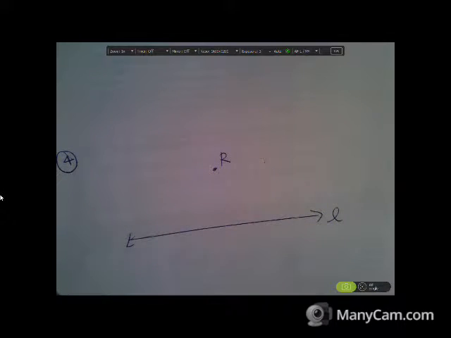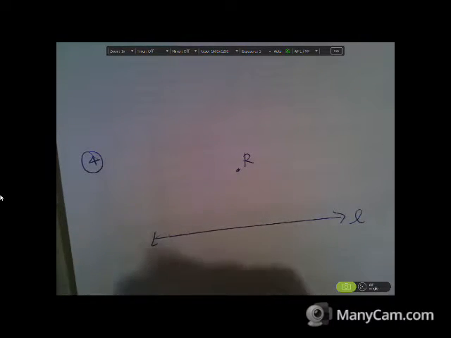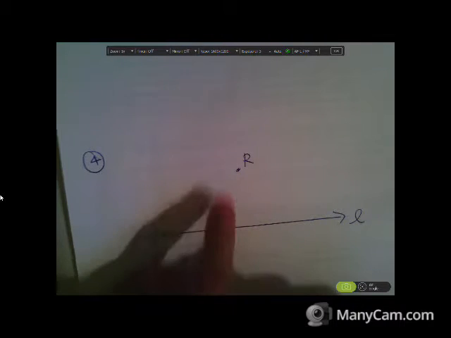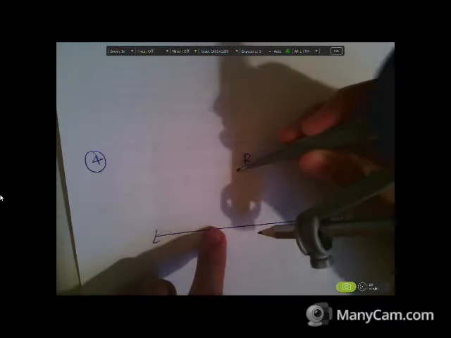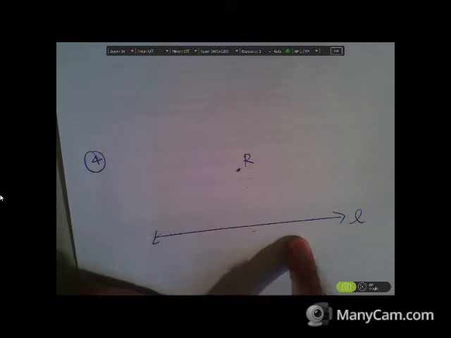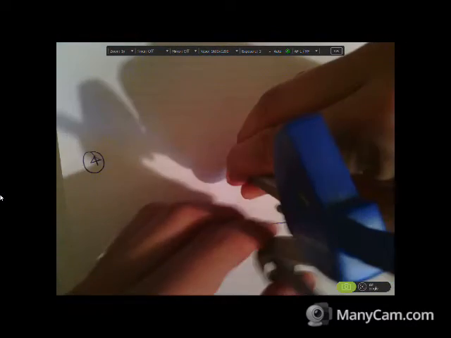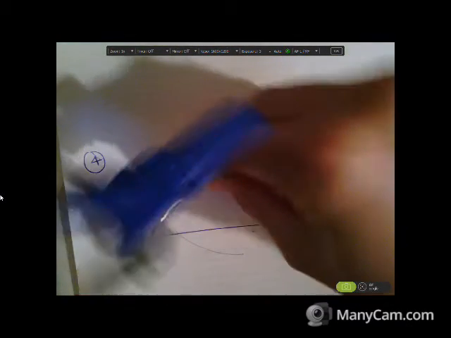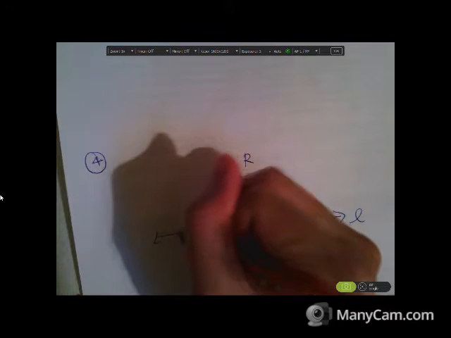So this is R. And this is what I'm first going to do. I'm going to draw an arc from R to L, but it cannot be this width. It has to be bigger. It has to be a bigger width from L. So from point R, I'm going to draw a really big arc, and if I don't lose my compass, alright, and I'm going to label those points E and F.